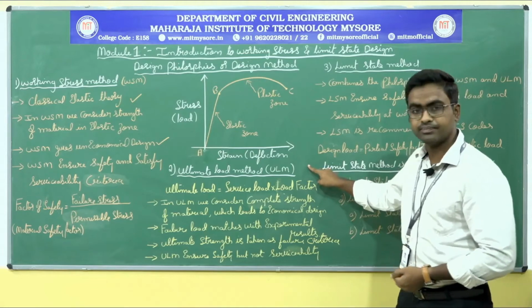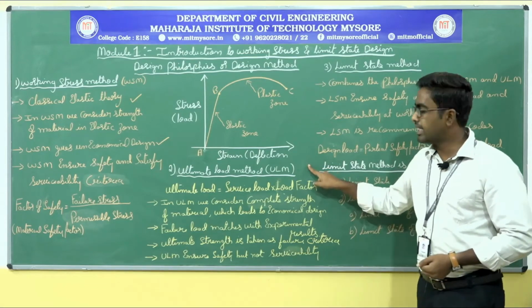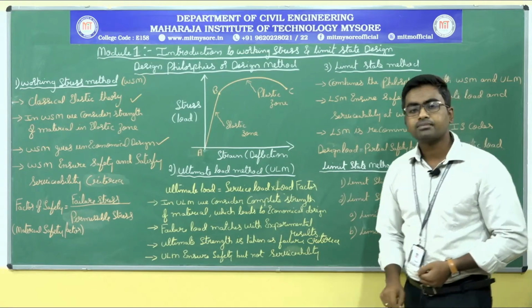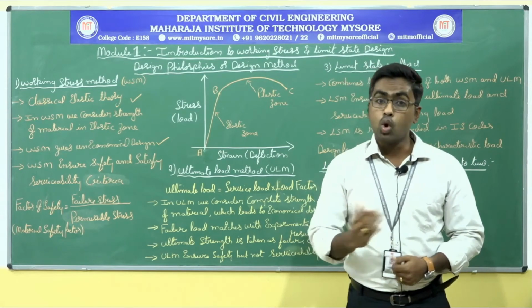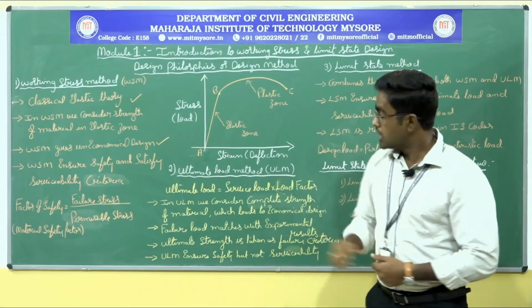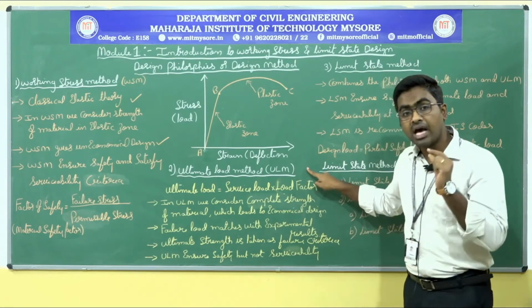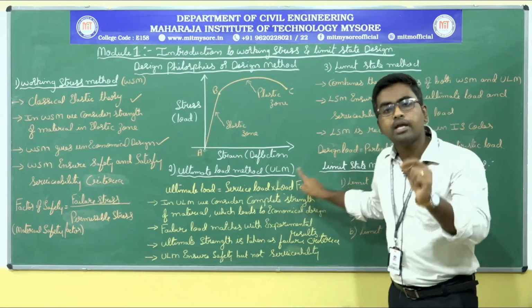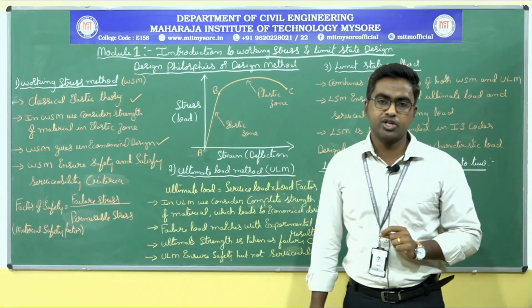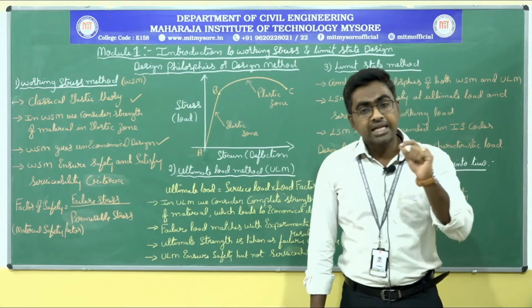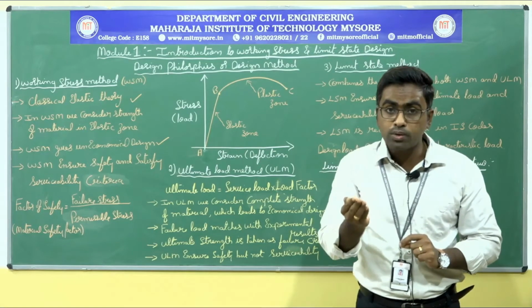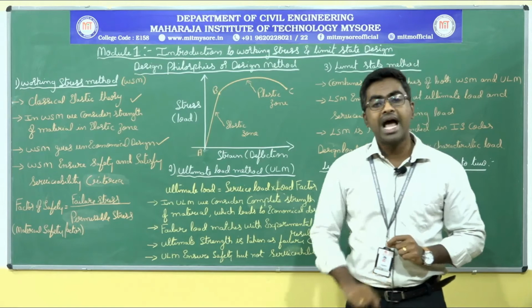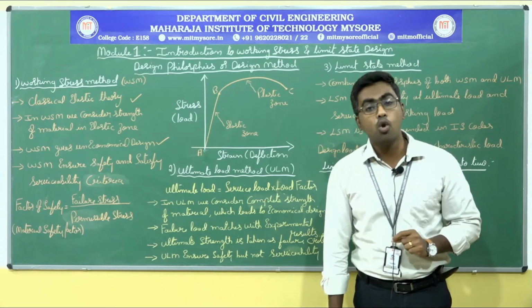ultimate load method. The second one is the ultimate load method. See, the ultimate load method is also called the load factored method. So in the ultimate load method, we are going to use the ultimate load for the design of the RC structural element. And the ultimate load is obtained by enhancing the service load with some factor, and that factor is called the load factor.